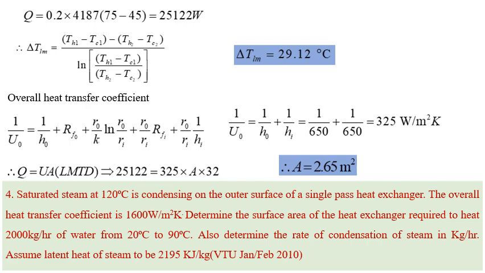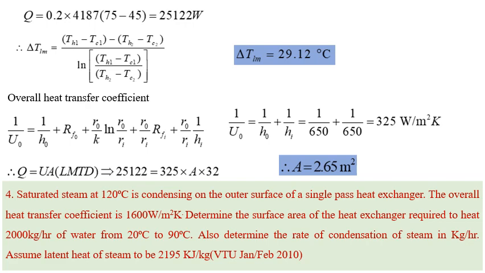Determine the surface area A required to heat the cold fluid, which is 2000 kg per hour, so convert that into kg per second, of water from 20 degrees centigrade to 90 degrees centigrade. Okay, inlet temperature is 20 and outlet temperature is 90 degrees. Also determine the rate of condensation, that is the mass flow rate of condensation m dot in kg per hour, that you have to calculate. They have given the latent heat of steam as 2195 kilojoule per kg. I hope you understood this question.